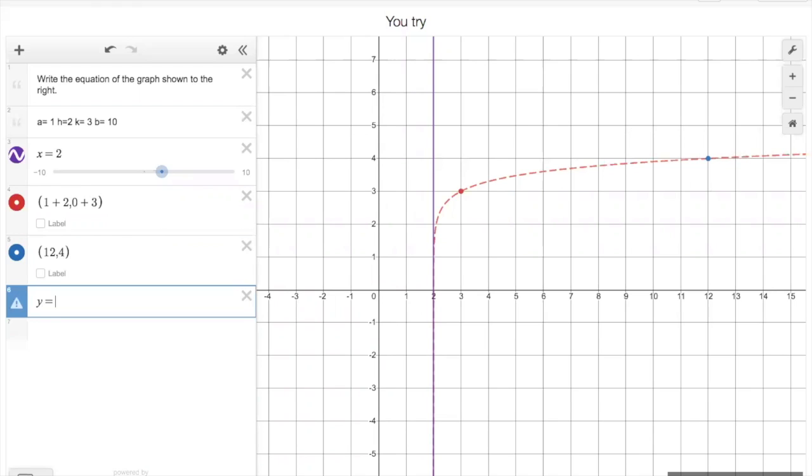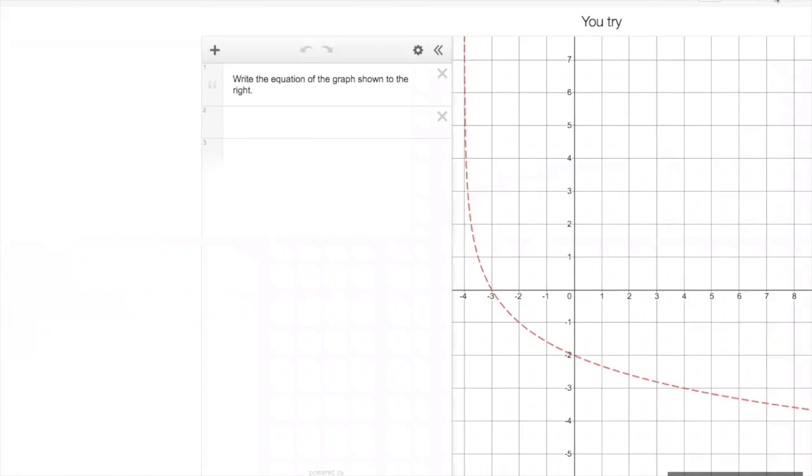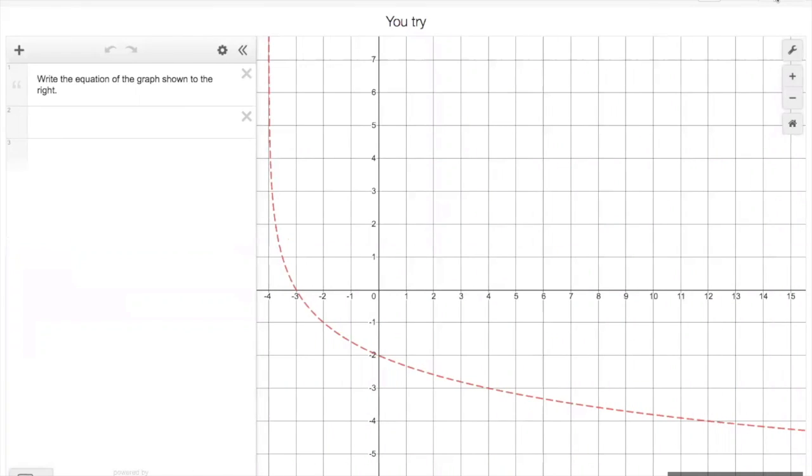So my equation is going to be y equals log of x minus h, which is 2, plus 3. Notice I didn't do base 10. Remember, when we have base 10, that's called common log, we don't have to include the base 10. That's assumed with just writing log that it is base 10. All right, next one, go ahead and pause and try this on your own.